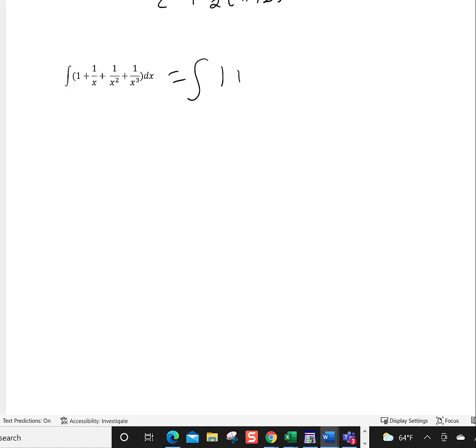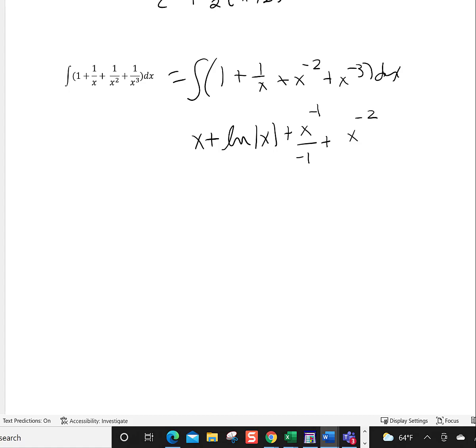I have 1. I want to keep the 1 over x plus, I'm going to make this x to the negative 2, x to the negative 3 dx. The 1 just becomes an x. The 1 over x is natural log of the absolute value of x. X to the negative 2 becomes x to the negative 1 over negative 1. X to the negative 3 becomes x to the negative 2 over negative 2 plus c.